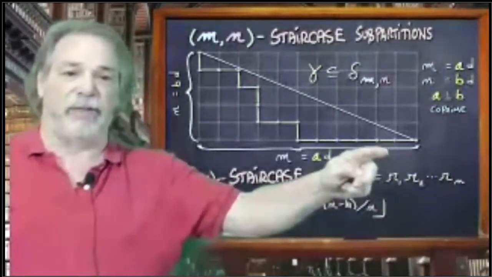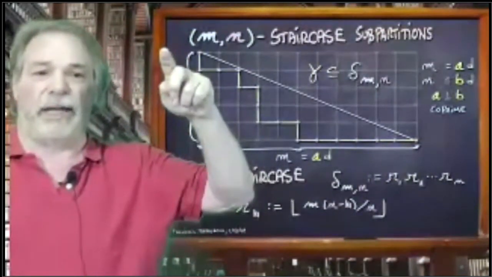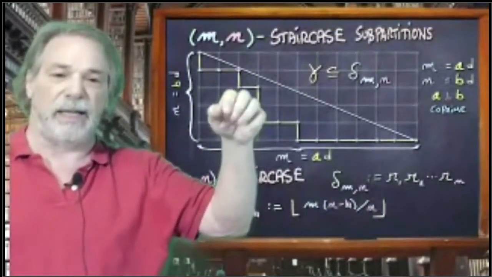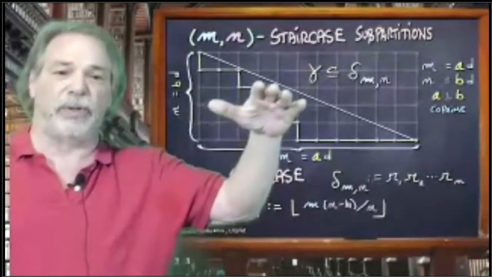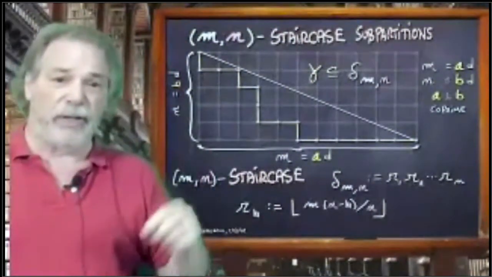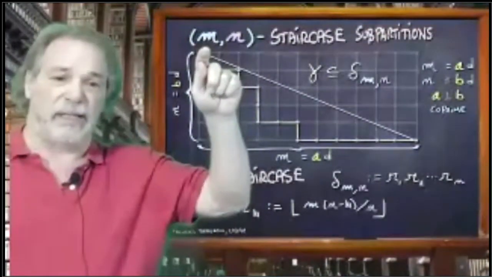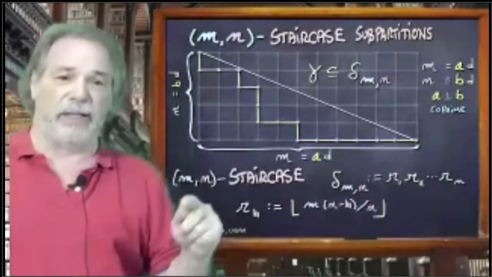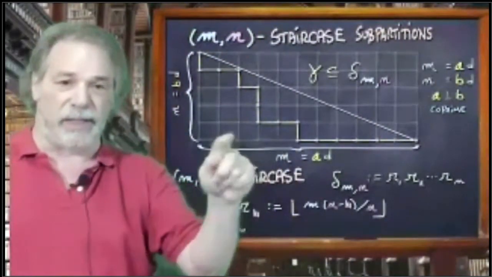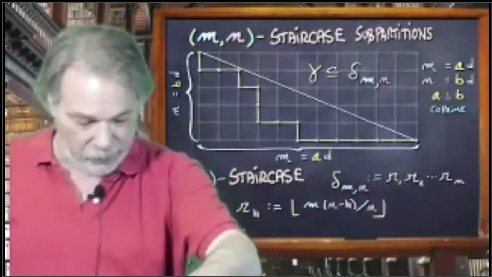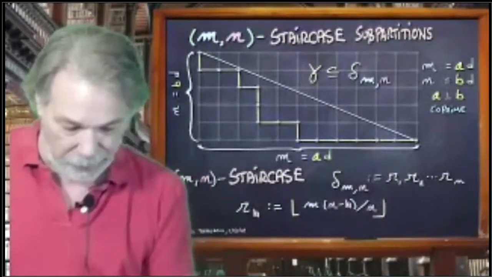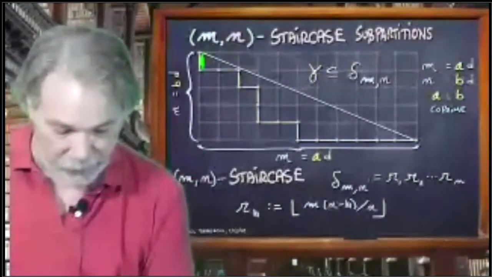You have the diagonal of the rectangle, and you consider all the paths that go south and east that stay below. They're not allowed to cross the diagonal. You can look at the largest shape that sits below the diagonal and call it the staircase. So here, this is not what I drew, is not the staircase. Let me draw the staircase maybe. It would be like this.